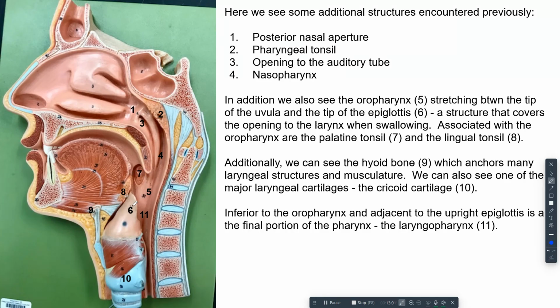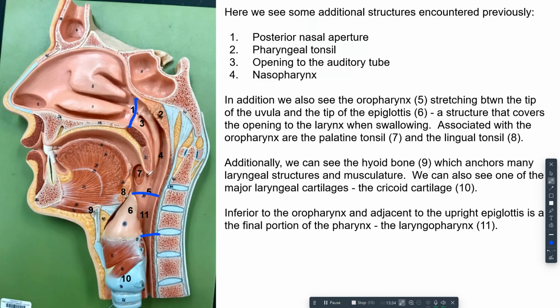So again, back to this epiglottis here. This epiglottis is part of the larynx. When you swallow, this guy folds downward, and so the only way food and drink can go is down the esophagus back here. Now, if I am adjacent to the upright larynx, so where the number 11 is here, kind of like this space right here, this is the final part of the throat. This is called the laryngopharynx.